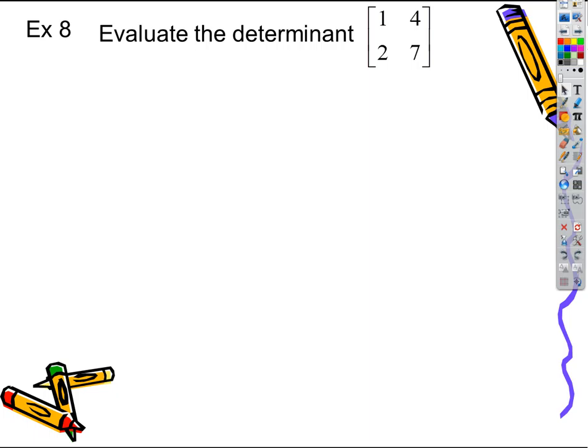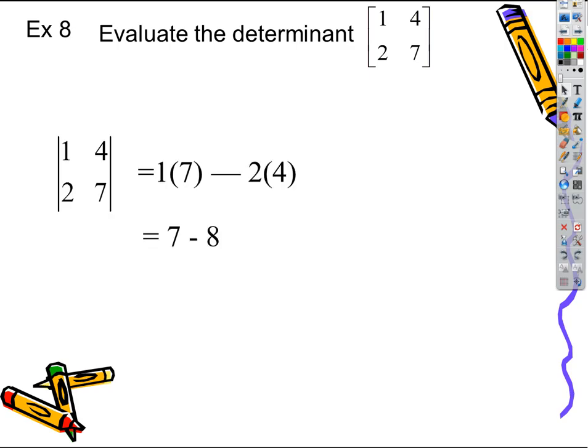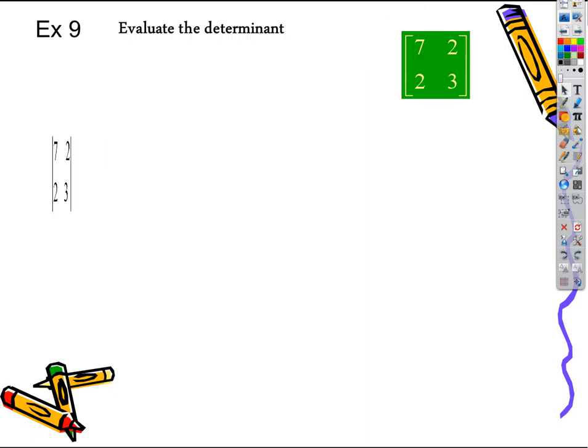What's our determinant going to be for this 2 by 2 matrix then? What minus what? 7 minus 8. That's it. Negative 1. That's the answer. That's the number. Piece of cake for 2 by 2. Really not a big deal. So this one would be, real quick, 21 minus 4. Good. So we get 17.